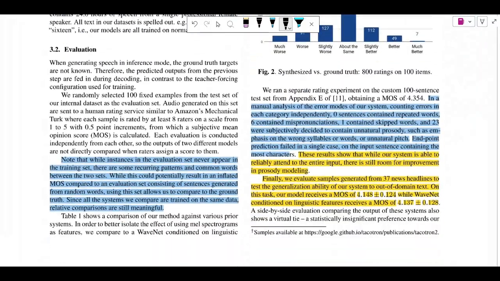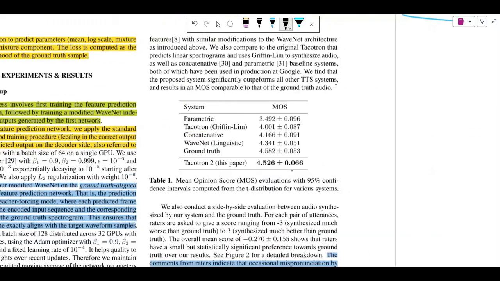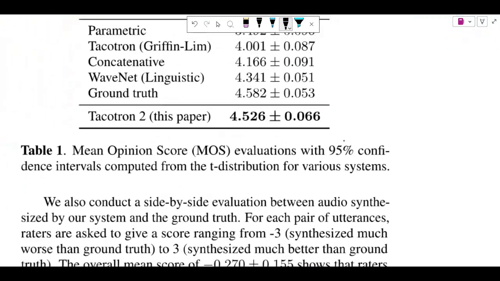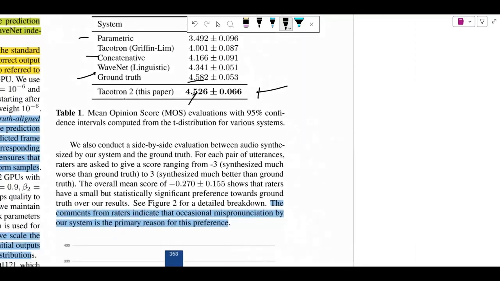For evaluation, they have MOS, which I already mentioned, which is just asking humans to rate it from 1 to 5. And obviously their approach works the best. The ground truth is 4.58, their approach is 4.52. WaveNet is less, Tacotron is even less, and these are some old approaches, parametric and concatenative. So their approach works the best.